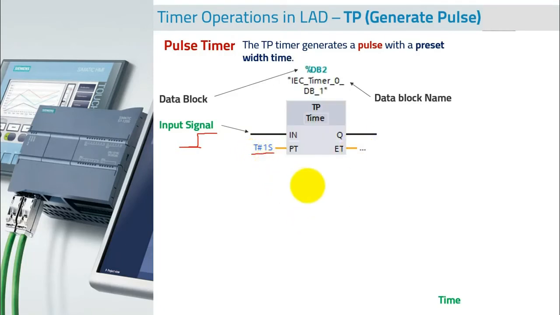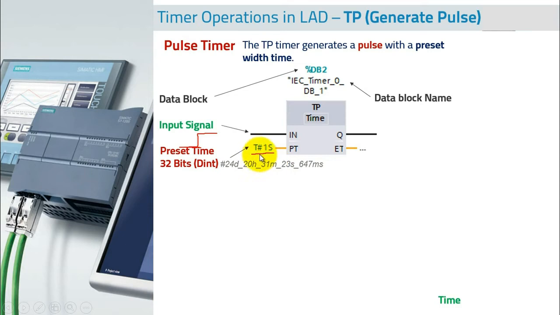Now this preset time is 32 bits, which means you can have time up to the 32-bit limit. 32 bit is like 2 raised to the power 32, and the value which comes is the range of this timer. Or in other words, to make it easier, it can store time up to 24 days, 20 hours, 31 minutes, 23 seconds, 647 milliseconds. That's the range of this timer. This is the maximum time you can give to your pulse timer.